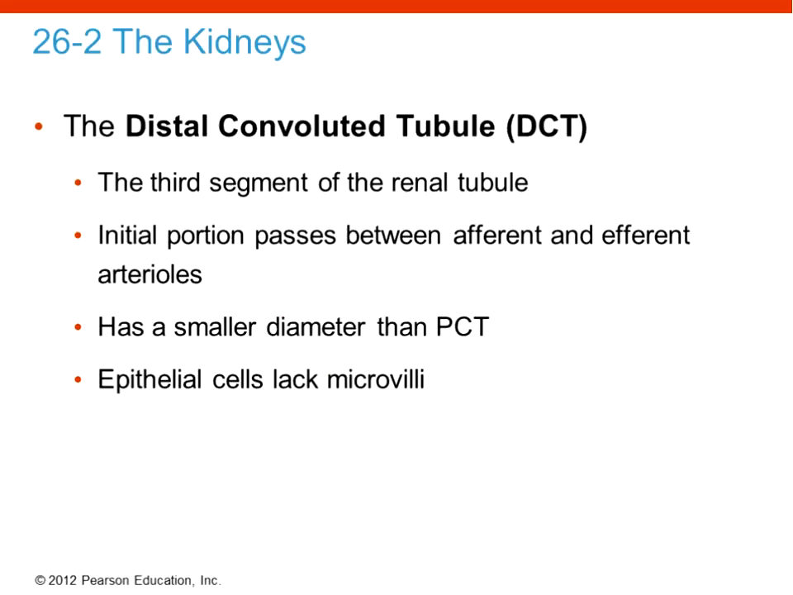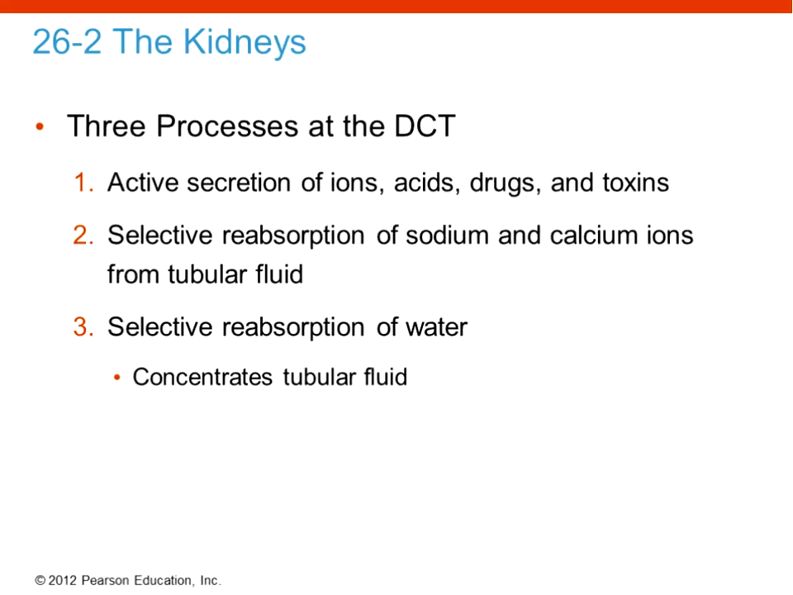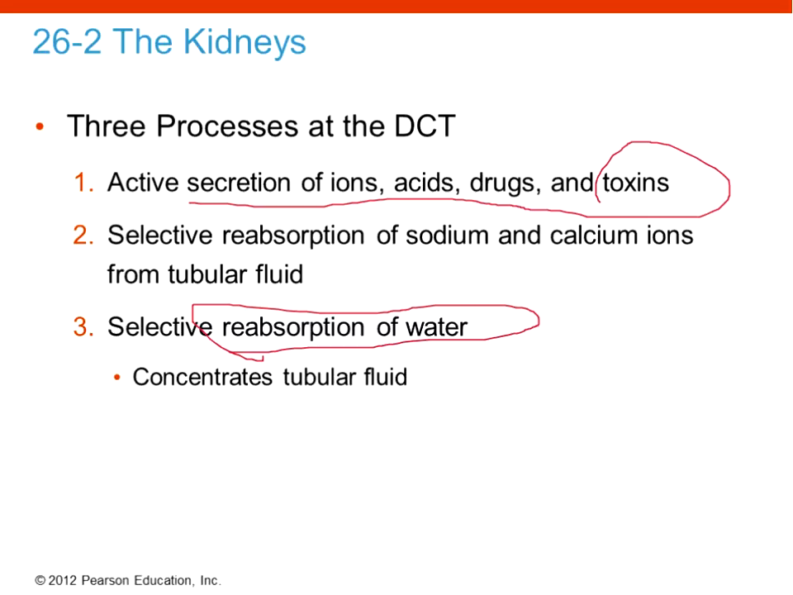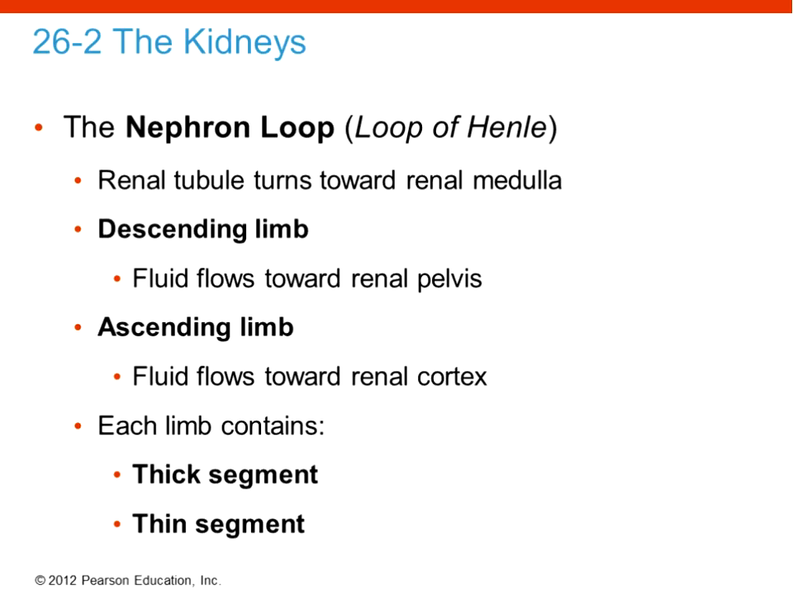This lining has the ability to reabsorb that water and hold on to it instead of losing it completely. The distal convoluted tubule, after the loop of Henle, is the third segment, has a smaller diameter than the PCT, and lacks microvilli. At the DCT you see some secretion of ions and toxic components, which help the liver with the detoxification process. We see reabsorption of certain sodium and calcium ions if the body wants to hold on to those, and then again, reabsorption of water. That's a big process in these tubular pathways.